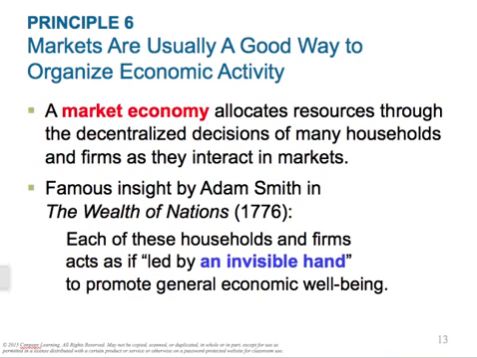A market economy allocates resources through the decentralized decisions of many households and firms as they interact in markets. This was the famous insight by Adam Smith in The Wealth of Nations in 1776 that I referenced just moments ago. Each of these households and firms acts as if led by an invisible hand to promote the general economic well-being of society. Adam Smith is known basically as the father of modern economic thought.